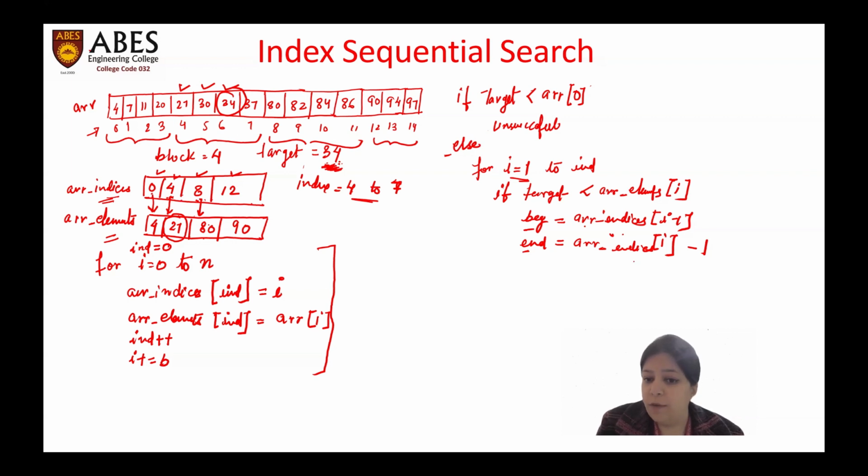And what is going to be the last index of the previous block? The array index I, that is 8 in this case, minus 1, that is 7. So here we have got the value of beginning as 4 and the value of end as 7. Now, the next task is to sequentially search. We have to sequentially search from 4 to 7.